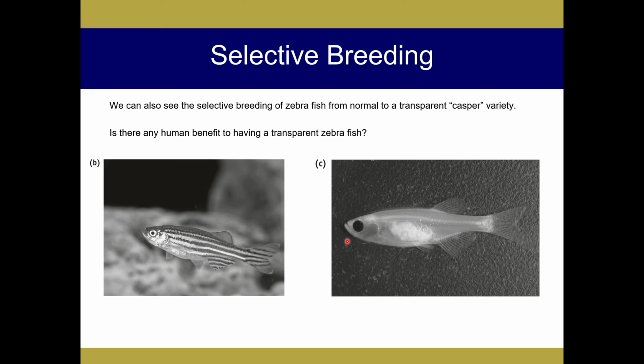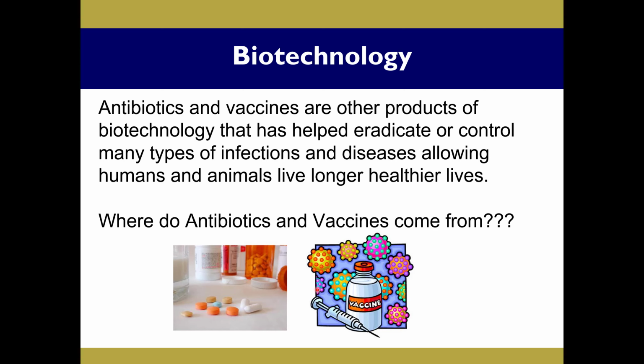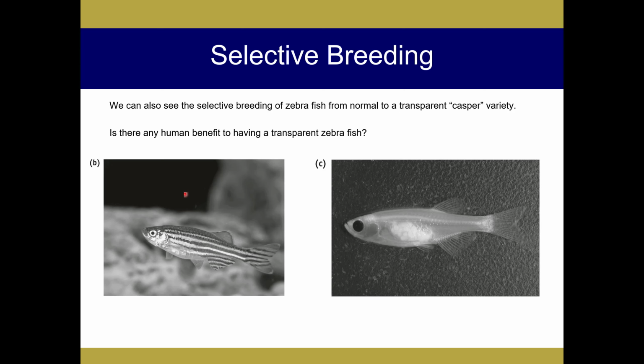Selective breeding continued. We can also see the selective breeding of zebrafish from normal to transparent, Casper variety. So this is B and this is C. Is there any human benefit to having a transparent zebrafish? Maybe we can answer this question throughout reading the chapter. Is there any human benefit to having a transparent zebrafish?